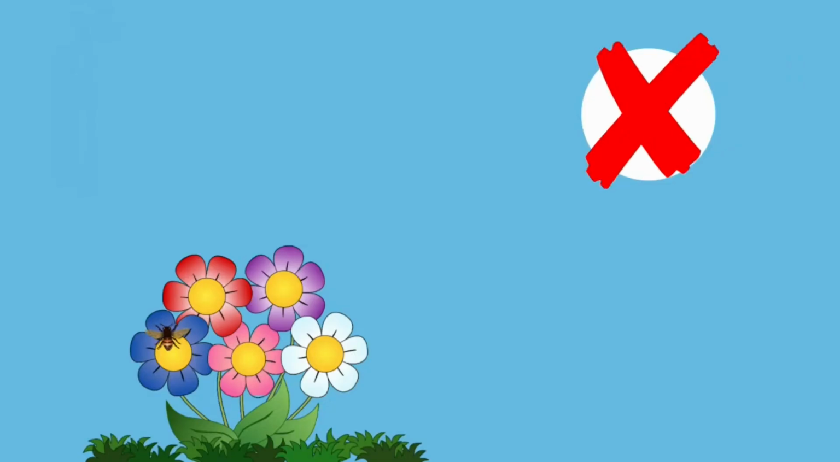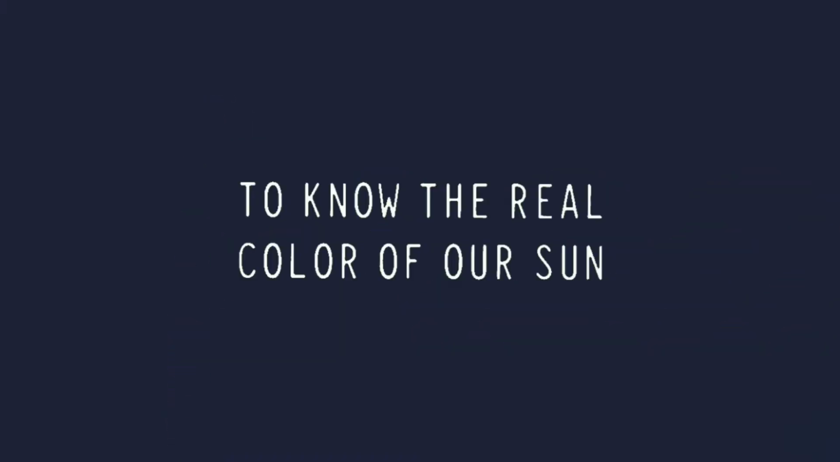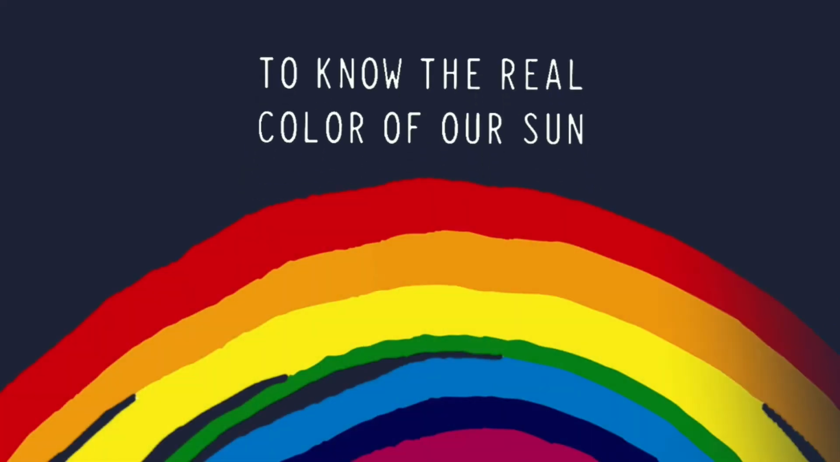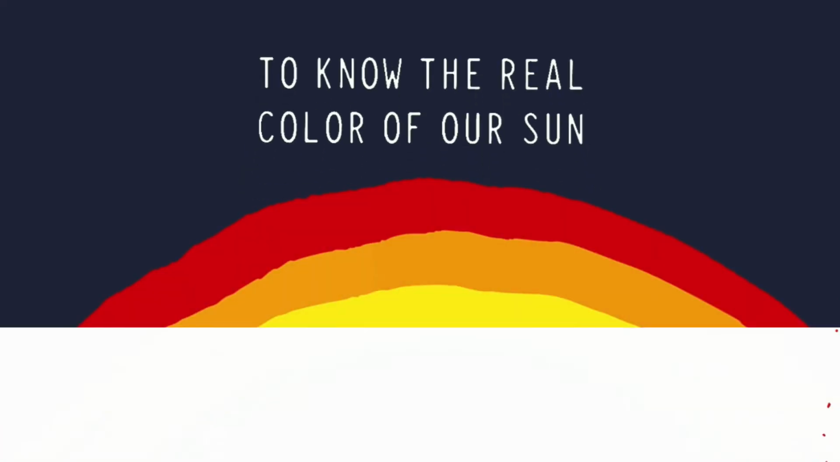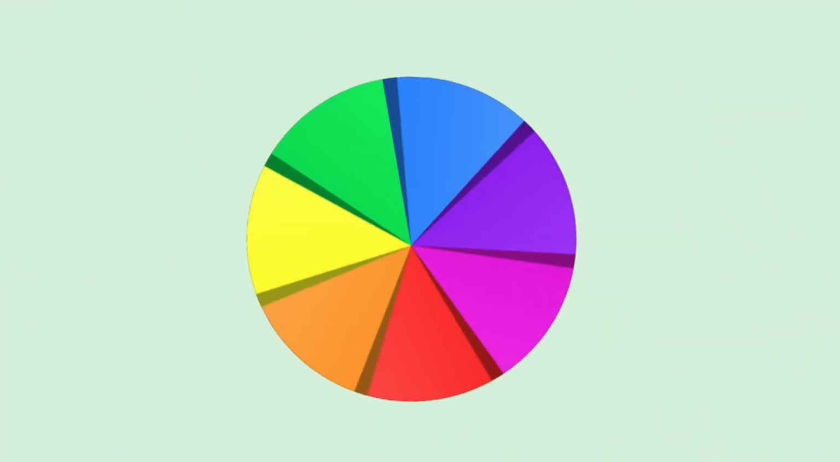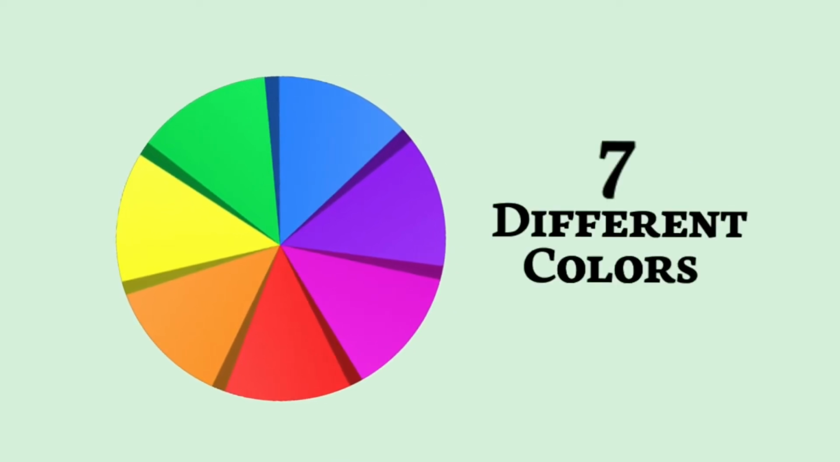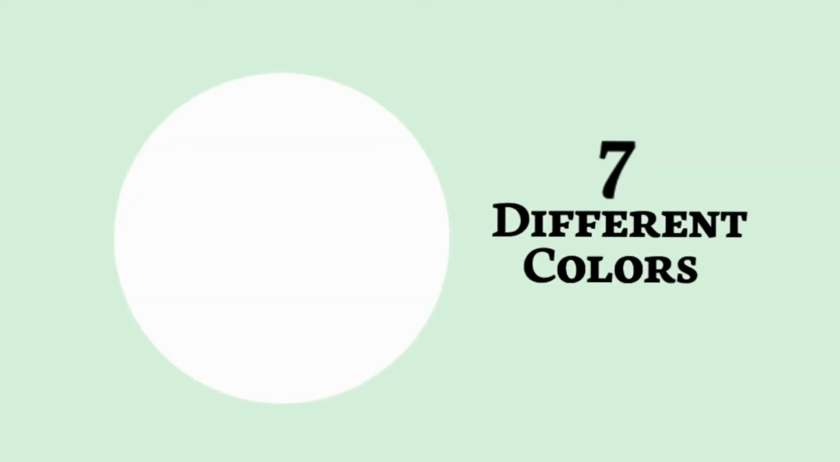But our sun is not even white, because white is not a color. It doesn't have its own wavelength like other colors do. To know the real color of our sun, we have to look at the rainbow. People might think rainbows are lame, but it's the only thing that shows us the real color of our sun. If the sun is a mixture of 7 different colors, then it appears white to us.